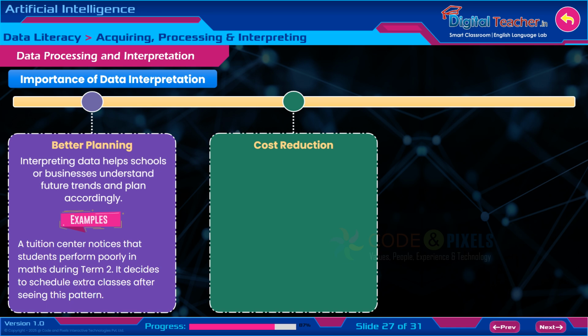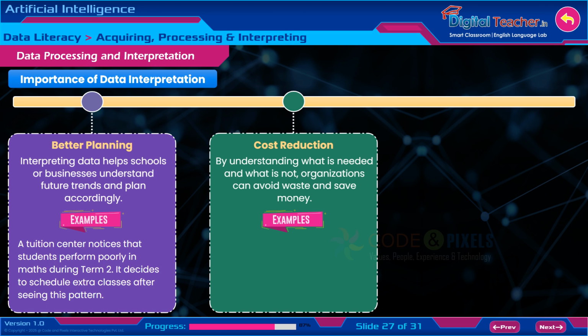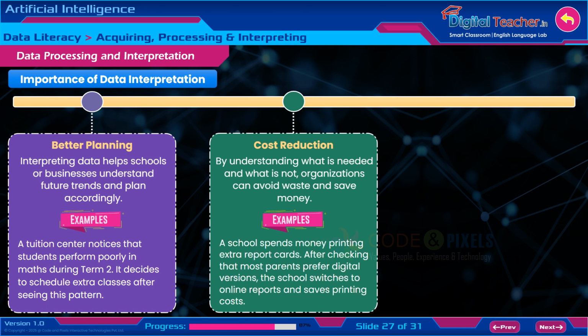Cost reduction. By understanding what is needed and what is not, organizations can avoid waste and save money. Example: a school spends money printing extra report cards. After checking that most parents prefer digital versions, the school switches to online reports and saves printing costs.